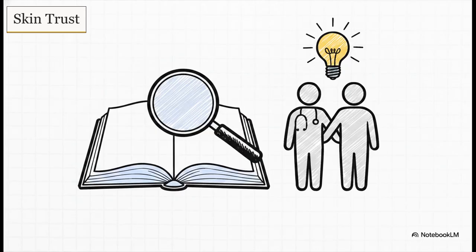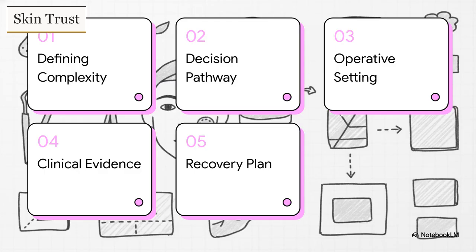And that core mission we just mentioned, that is exactly why we're here today. We are relying entirely on that meticulously reviewed evidence to help you understand exactly how surgeons navigate these really critical and sometimes daunting reconstructive choices. Okay, let's dive right into our roadmap for today. First, defining reconstructive complexity. Second, the decision pathway. Third, choosing the operative setting. Fourth, the clinical evidence. And finally, your specific recovery plan.